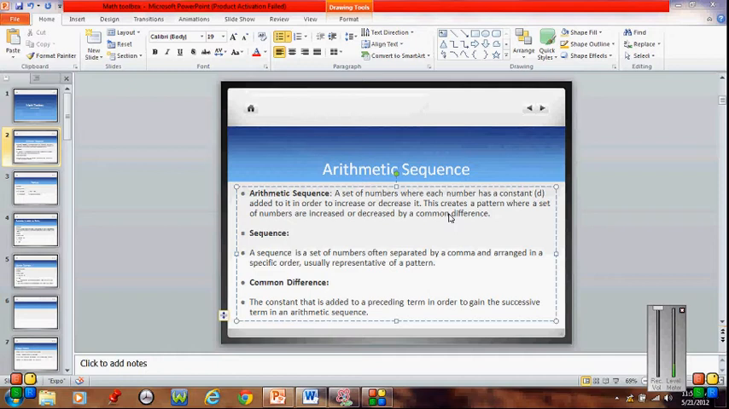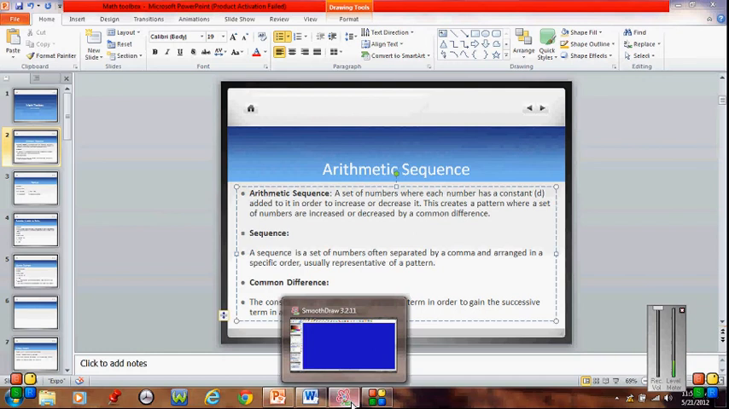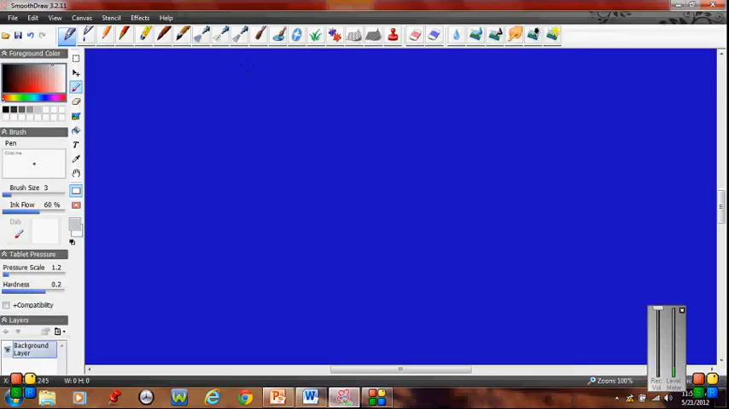So what exactly does this mean? It means that there's a pattern, or let's say a set of numbers that usually have a value added to them that increases them or decreases them. Let's just quickly look at an example and make it much easier to understand.